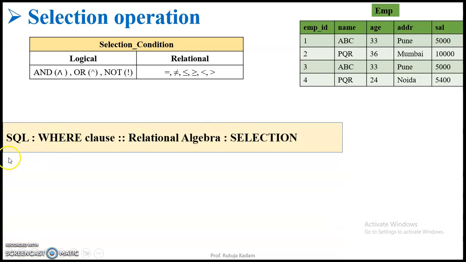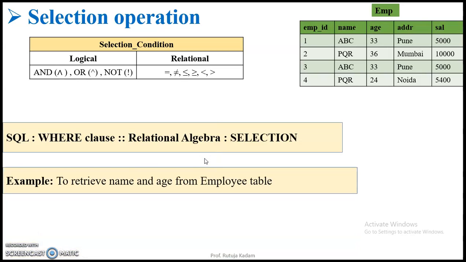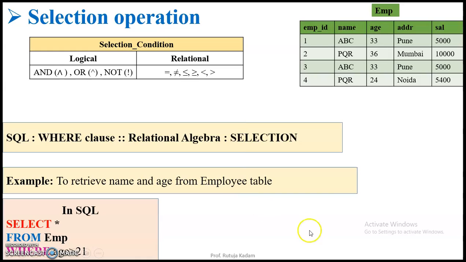Now in SQL, we have seen the where clause. The where clause in SQL corresponds to the selection operation in relational algebra. Let us look at this with the help of an example. Let's say I want to retrieve the name and age from the employee table. So how will I write it? I'll write select star from employee where age is greater than 21. Now I have put in the condition that I want the details of employees whose age is greater than 21. This is how I will write the query in SQL.